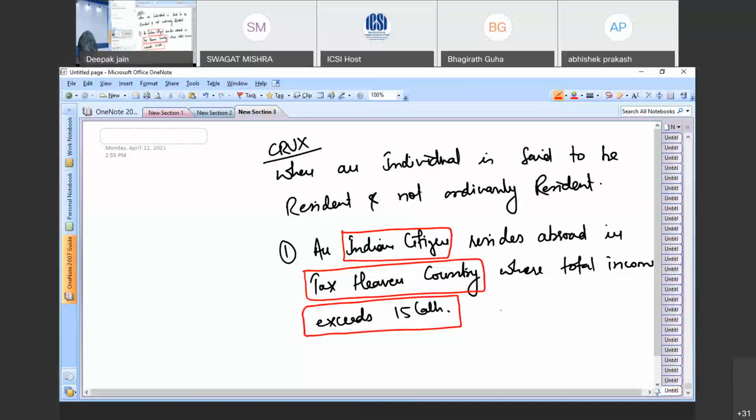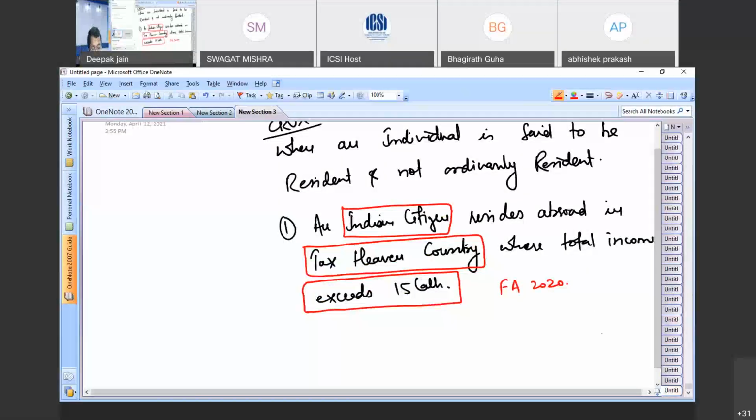Which year did it come in? Finance Act 2020. Am I making sense? Yes, sir.